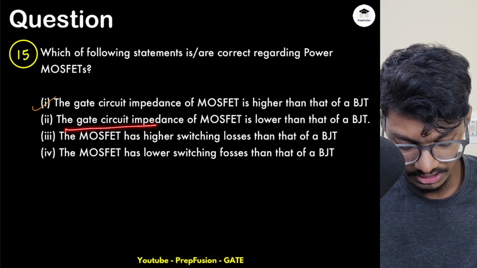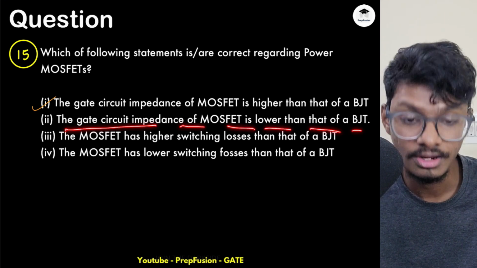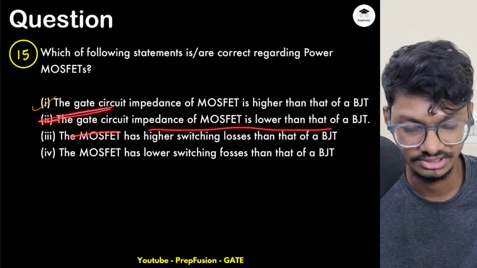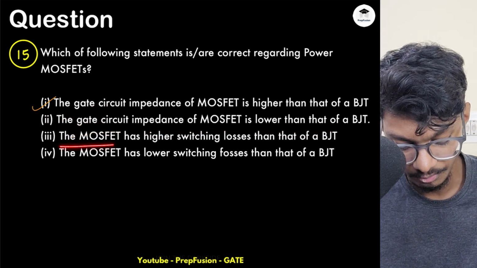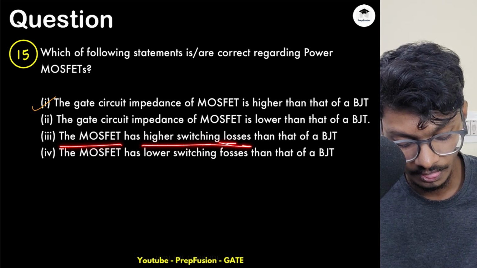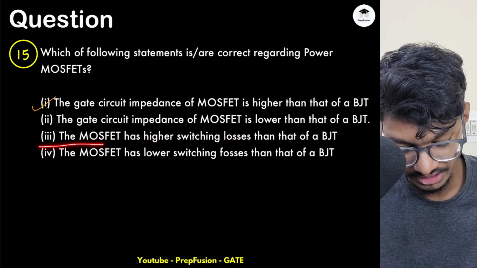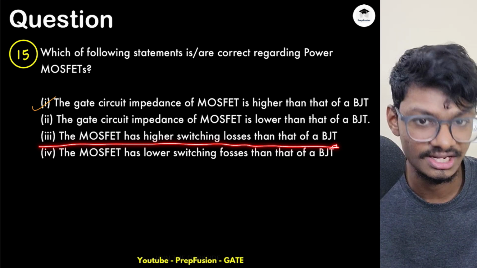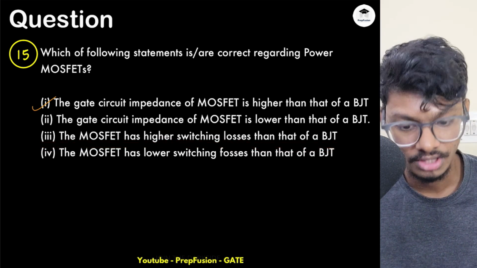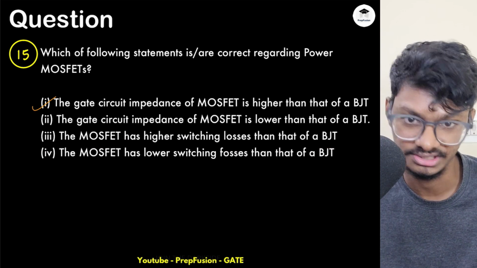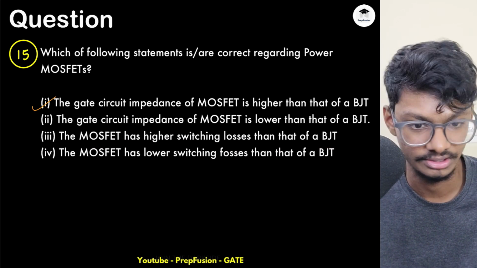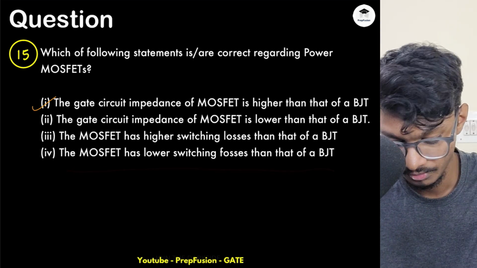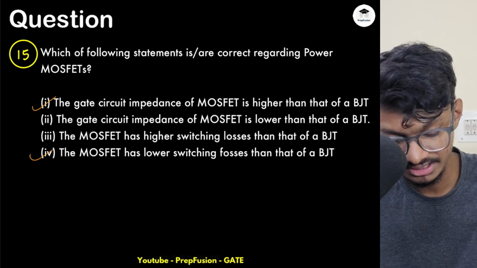Next: the gate circuit impedance of a MOSFET is lower than that of a BJT. No, we've already said the previous one is correct, so this is not the correct answer. The MOSFET has higher switching losses than that of a BJT. No, the MOSFET barely has any switching loss because the gate current is 0 and there is no charge carrier storage. It is a majority carrier device. The MOSFET has lower switching losses than that of a BJT. True, because it is a majority charge carrier device.